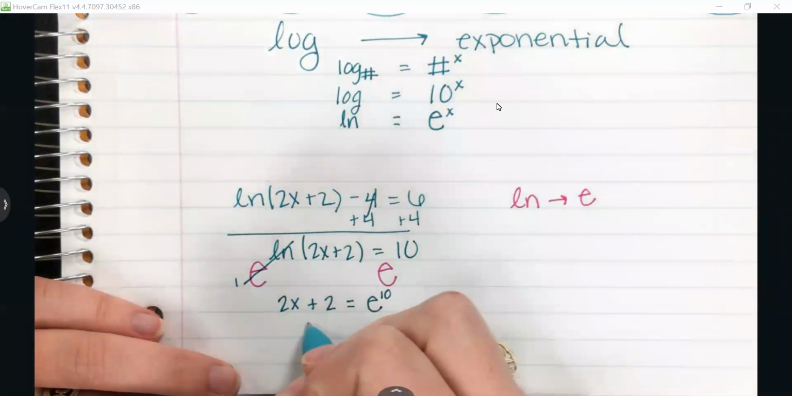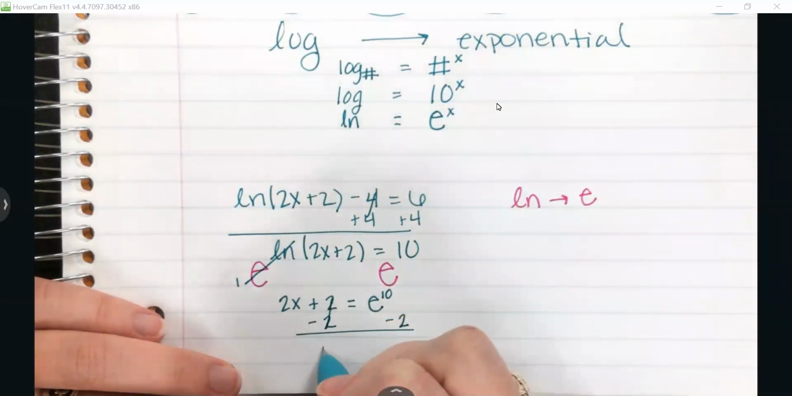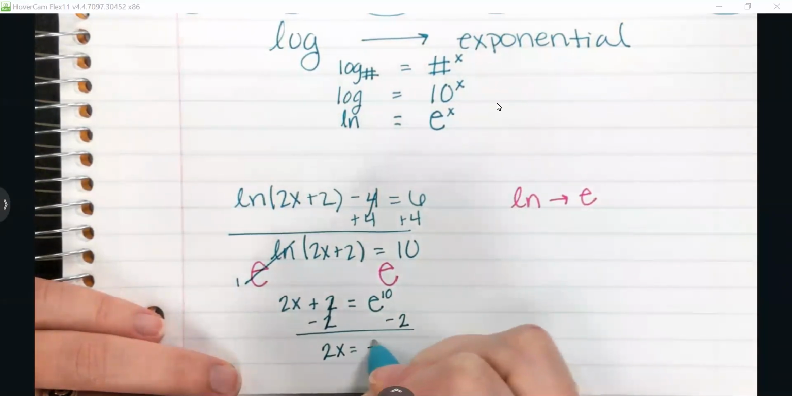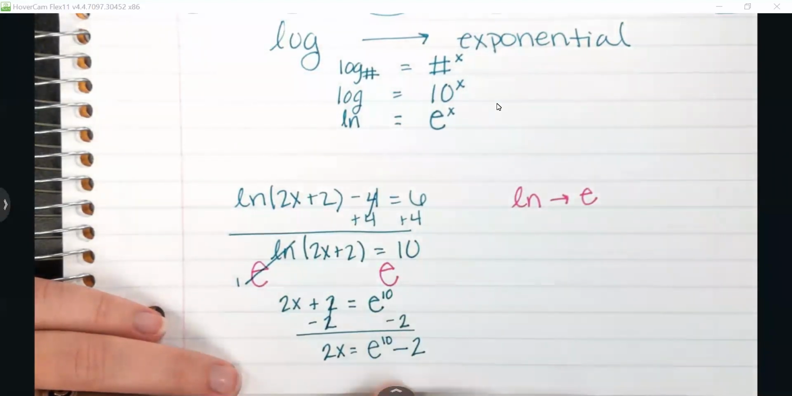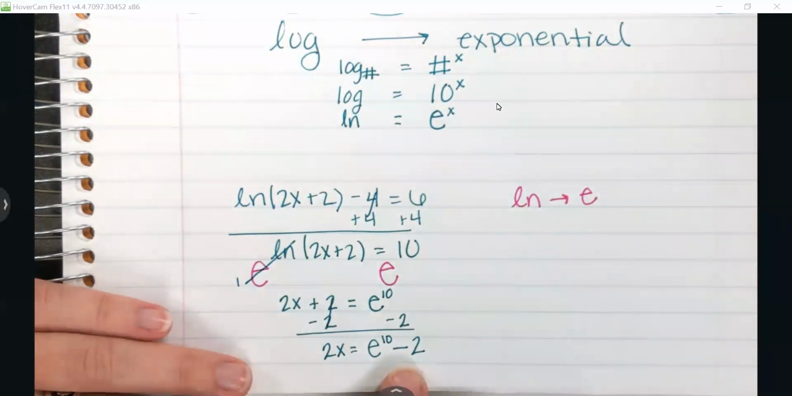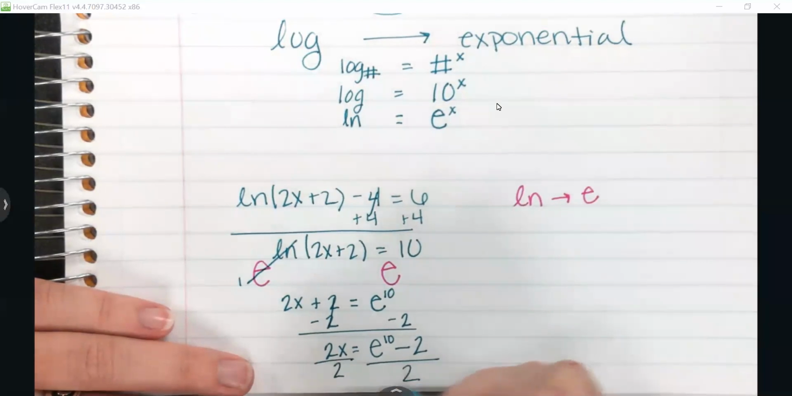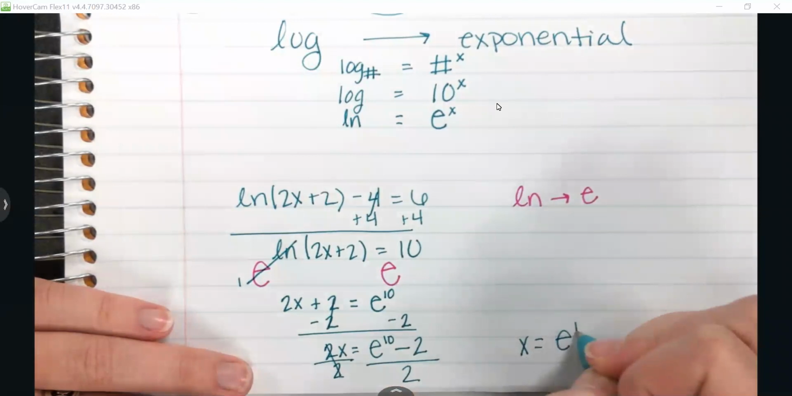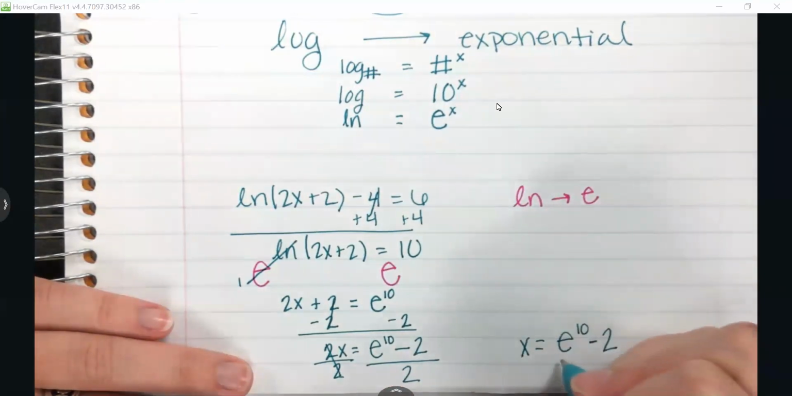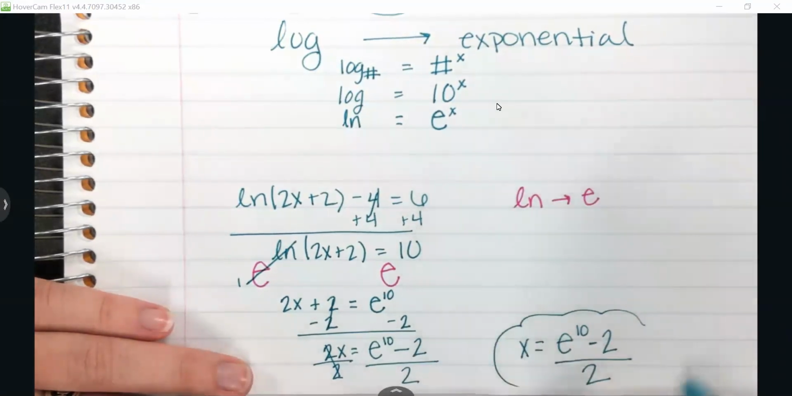Then I'm trying to get x by itself, so I'm going to subtract 2 from both sides. So I have 2x equals e to the 10 minus 2. Make sure that minus 2 is not in your exponent. It's a big minus 2. And then to get x by itself, I'm going to divide everything by 2. So x equals e to the 10 minus 2, all divided by 2 would be my final answer.